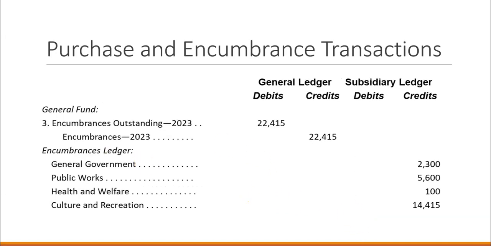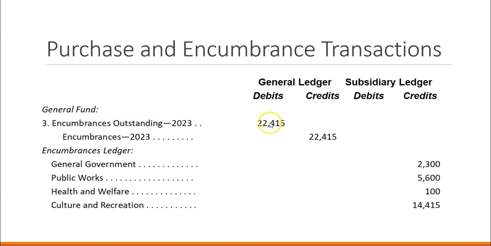Then when we receive those supplies, we compare the supplies that we've received with the vouchers. We record that. So the first thing that we do is we reverse the encumbrances for the amount of the supplies which we received. So even though we ordered $59,000 worth of supplies, it shows here that what we received was a partial order, or we received $22,415 worth of supplies. So we're going to record that.